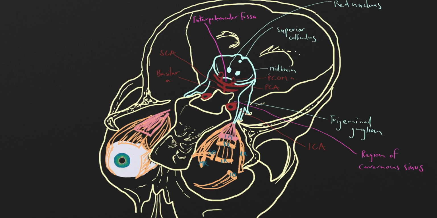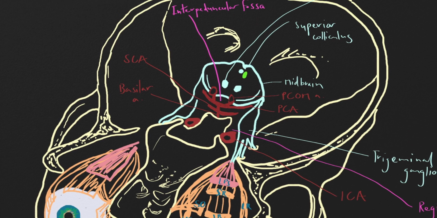Now let's have a look at a more anatomical drawing and follow the course of cranial nerve 3 from its nuclei to the eye. So this is a transverse section of the brainstem we have at the top. And at the level of the superior colliculus, we have our oculomotor and Edinger-Westphal nuclei. As you can see, the nuclei are quite midline, and so is the nerve.